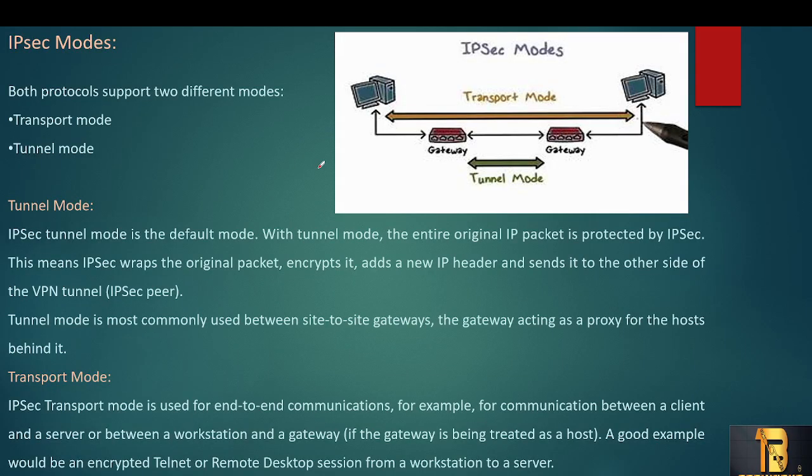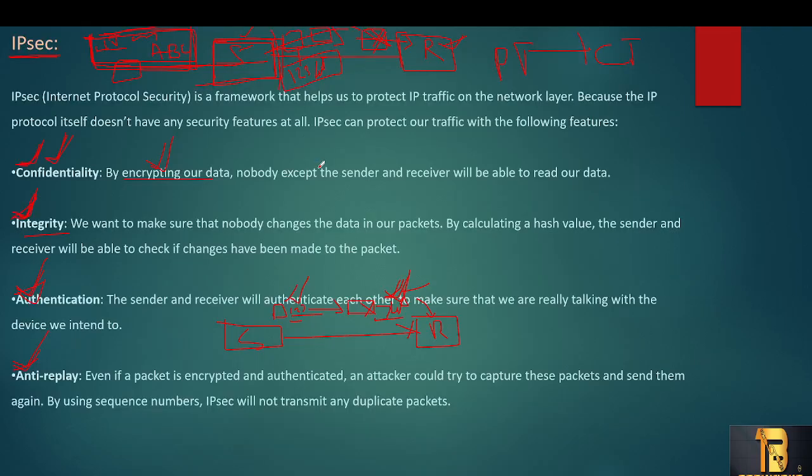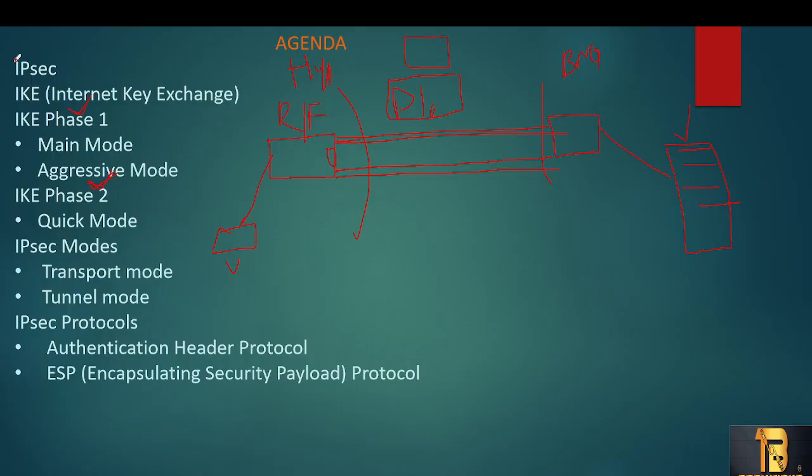We have mostly covered everything. We have covered IKE main mode and aggressive mode. In main mode we have 6 messages, and in aggressive mode we have 3 messages. Main mode is more secure, and aggressive mode is less secure. Main mode is a slow process, and aggressive mode is a fast process.